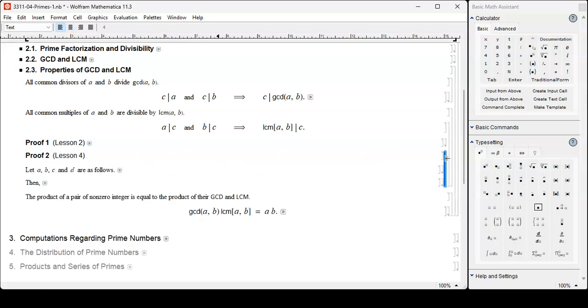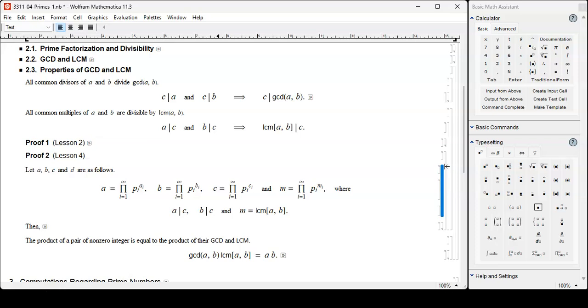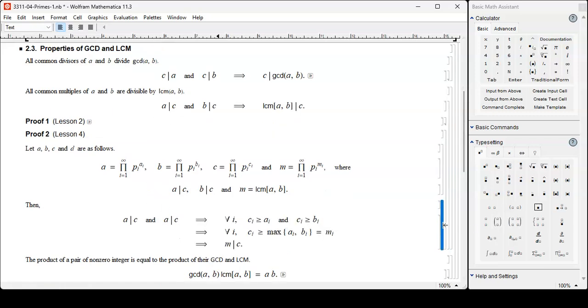But if you use the prime factorization, the expression with this infinite product may get a little bit hairy, but once you get over that initial learning curve, it's much easier from this point on. You see? c is a common multiple, so ci is greater than or equal to both ai and bi, so it's greater than or equal to the maximum, mi, therefore m divides c. Pretty clear.